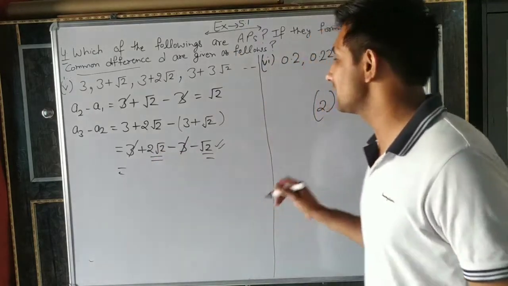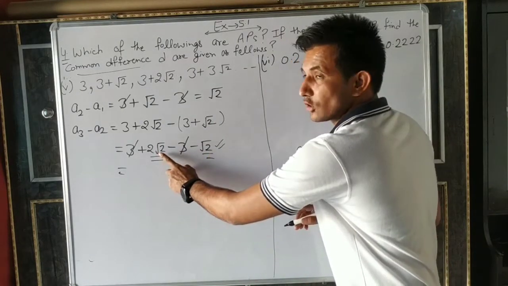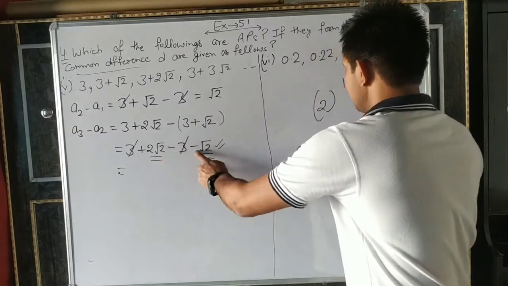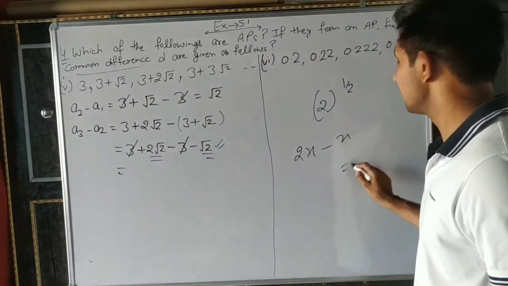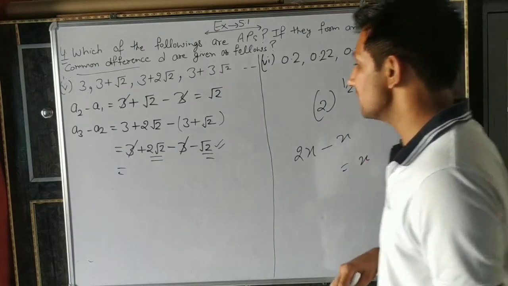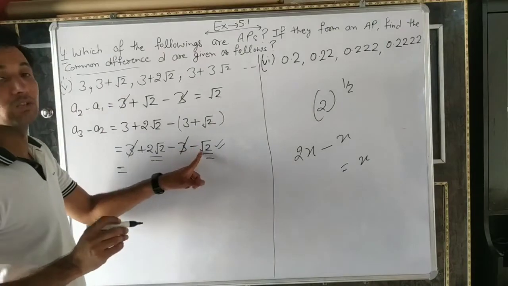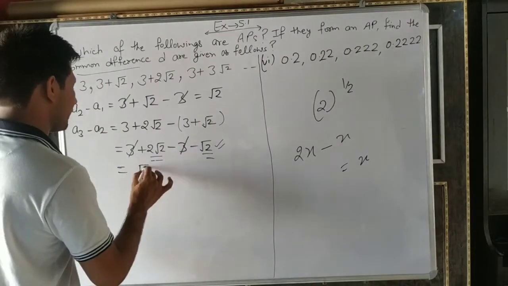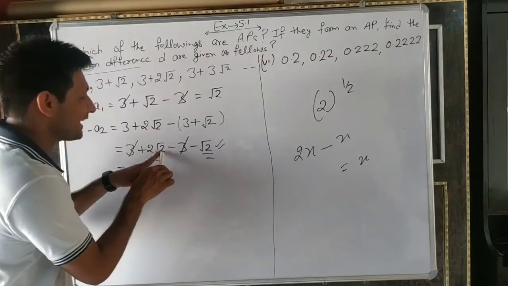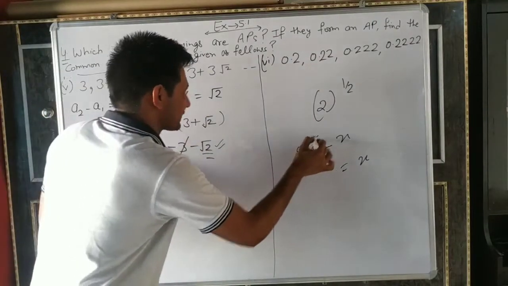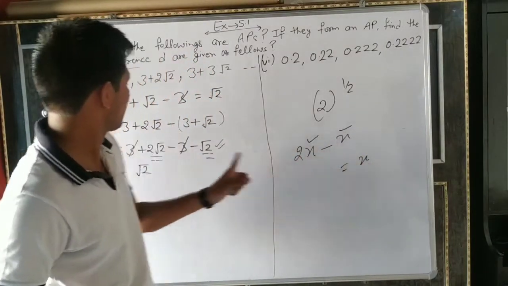Otherwise, you can write it like this also: 2 root 2 minus root 2. In place of root 2, what is x? Root 2 means x. So 2x minus x is only x, same as it is. 2 root 2 minus 1 root 2, how much remains? Only 1 root 2. 1 root 2 means x, or no? Because in place of root 2 we put x. It is also x. 2x minus x, and x means root 2.